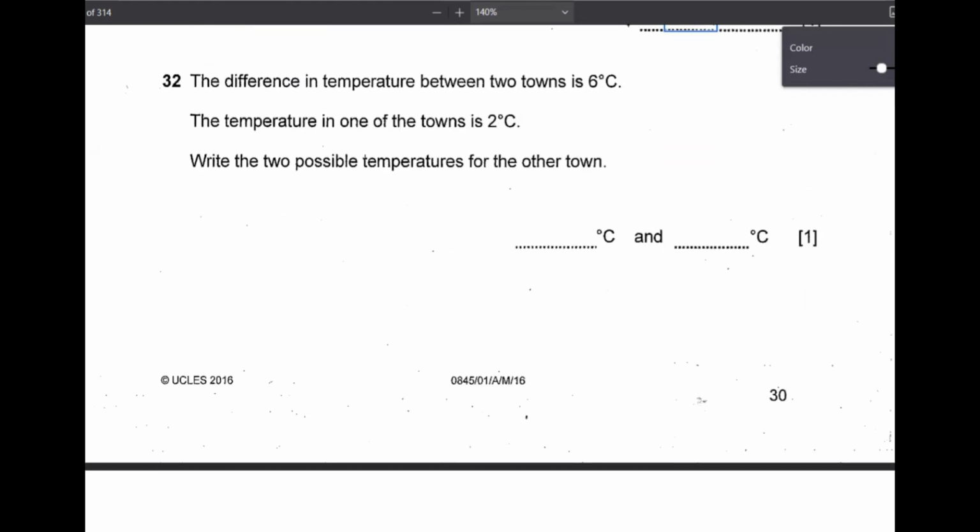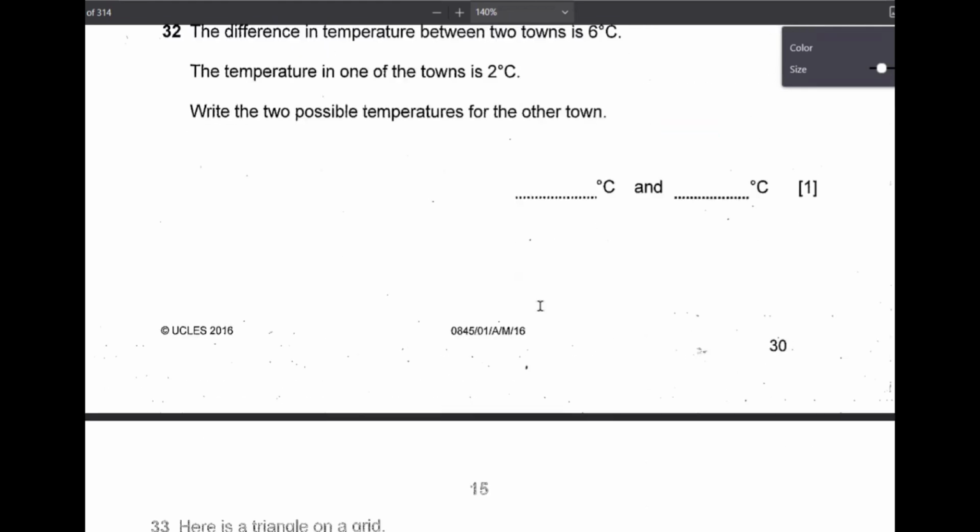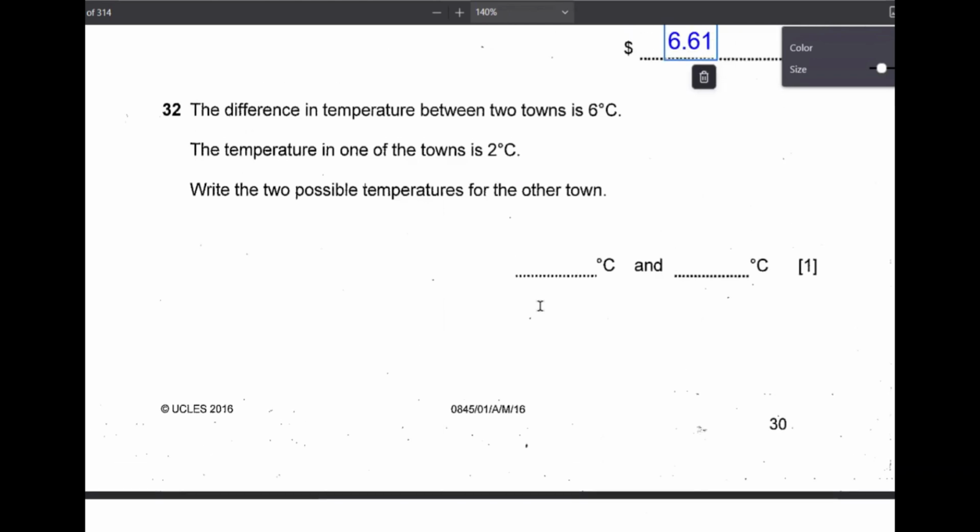Let's go to the next question now. Let's say the difference in temperature between 2 towns is 6 Celsius. The temperature in one of the towns is 2 Celsius. Write down the possible temperature for the other town. We say the difference is 6 Celsius. Yes, either it will be 8 degrees Celsius, or it will be negative 4.